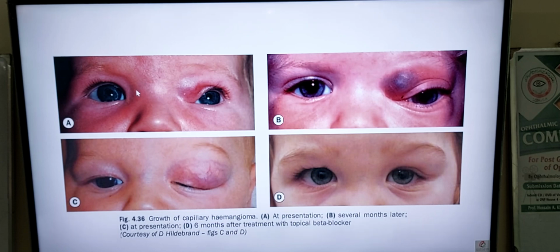You can see in this picture a small child with a capillary hemangioma. It is not very deep, but several months later you can see it has become prominent over here. We have not yet come to the treatment, but the first line of treatment is topical beta blockers, and you can see in the below row it has resolved a lot.